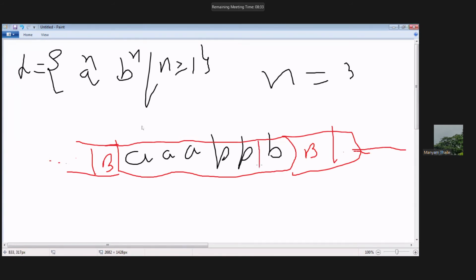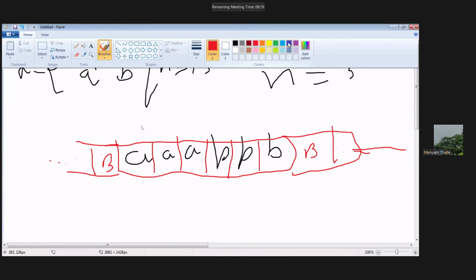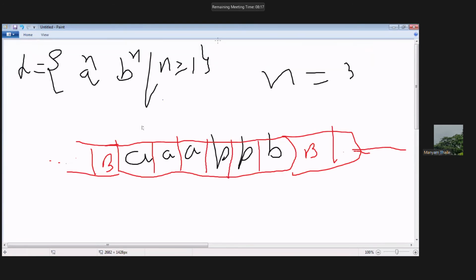Now this input tape is divided into a number of cells. This is an input string. How does the Turing machine process this input string? The control, the read-write head, is pointing to the leftmost symbol of the input string. This is the leftmost symbol. First it reads the input string.